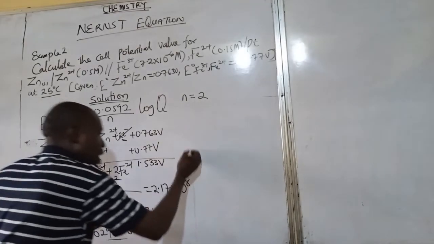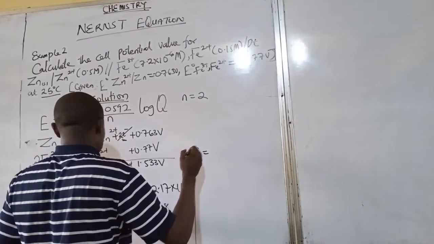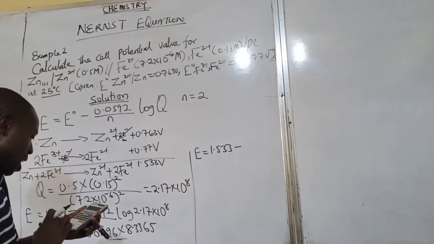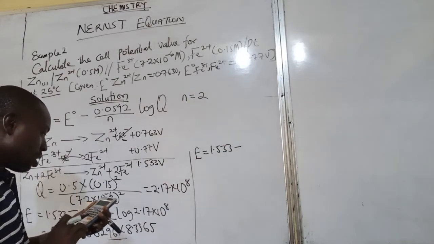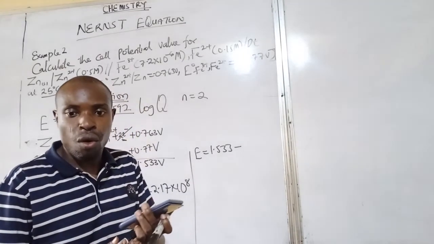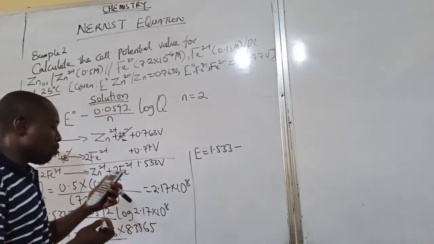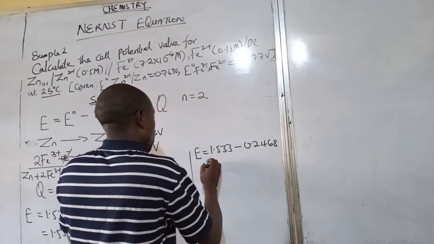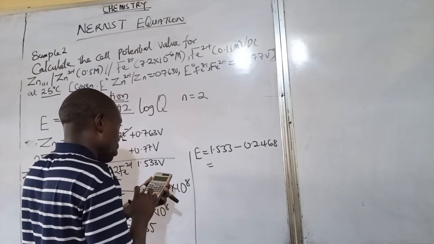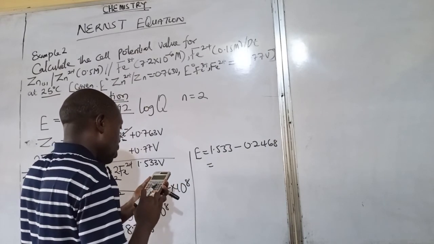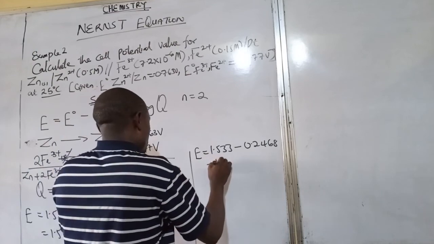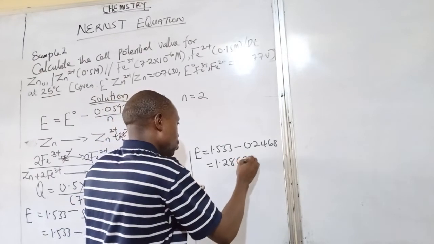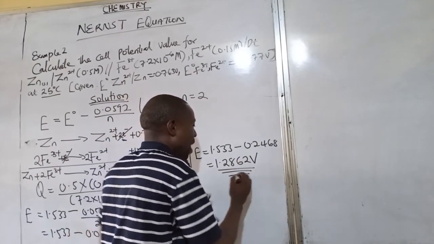So we multiply these two, and we should be having E equal to 1.533 minus, when these two are multiplied, 0.2468. So when we subtract 0.2468 from 1.533, we have the final answer to be 1.2862 volt. That is the final answer.